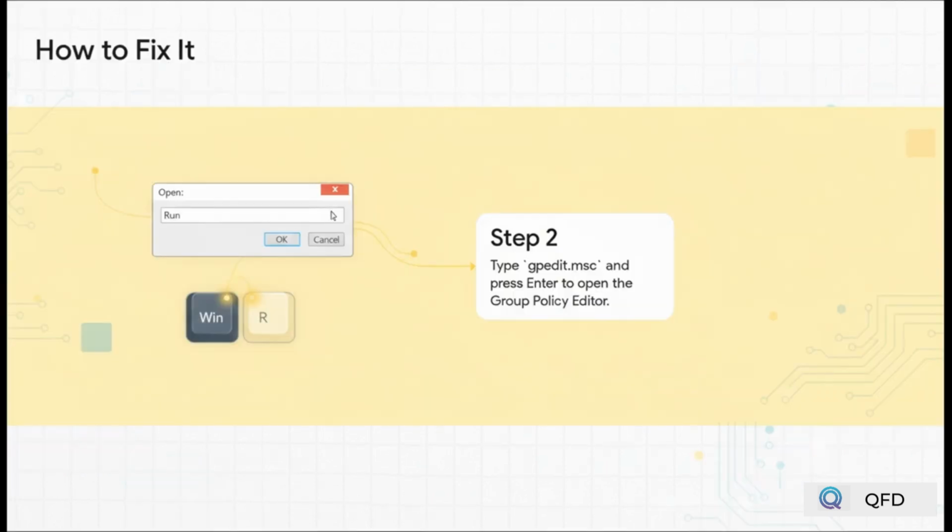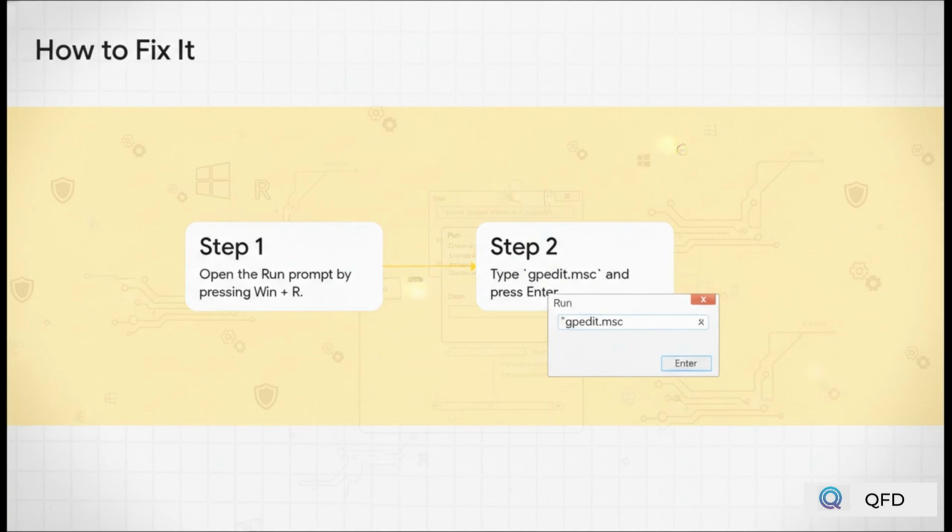Okay, first step, open the run prompt. Just press the Windows key and R at the same time. Now type in gpedit.msc and hit enter. That'll open the right editor for us.